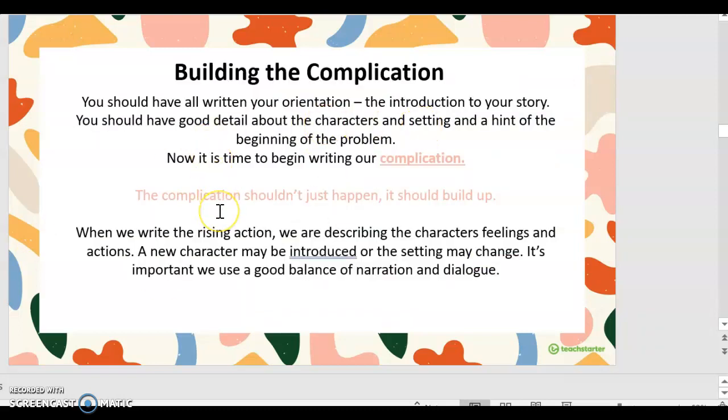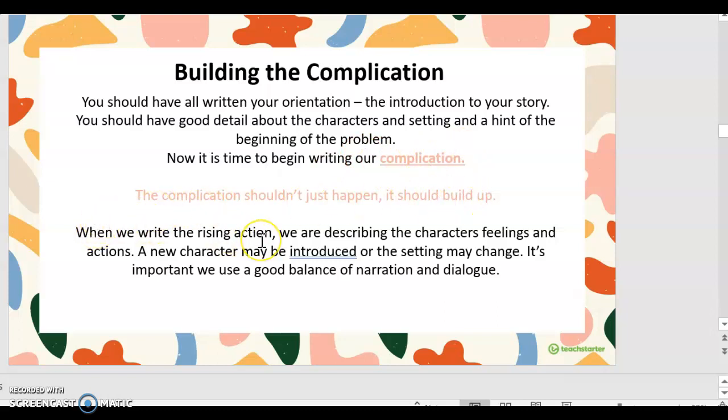If you haven't done your orientation yet, I'll go through that in a moment, but hopefully you have, and you should have good detail about the characters and the setting and a bit of a hint at the beginning of the problem. Now you might need to go back through and look at your teacher feedback from last week, or if you haven't done your orientation, you will need to do that today. But it's time to write our complication and it should be built up.